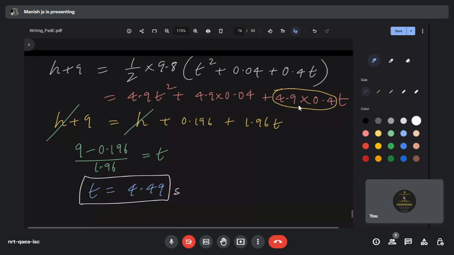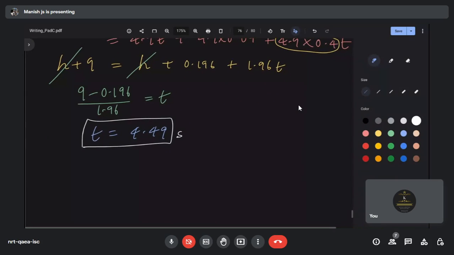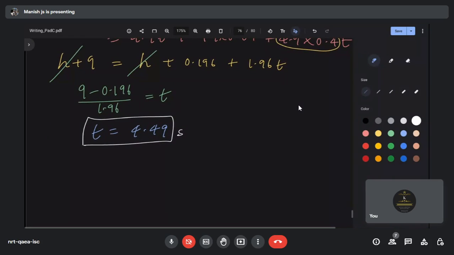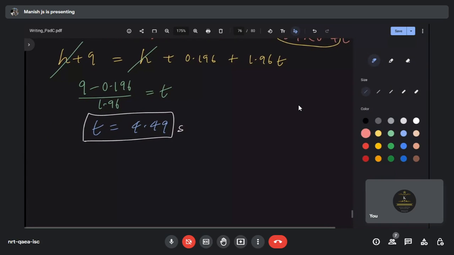Yes, sir. ஏன்னா 9 minus 0.196 வந்து எவ்வளவு வரும்? நீங்க அந்த decimal subtraction பண்ணுங்க கரெக்ட்டா. You should get 8.8 something வரும். So அதுக்கப்புறம் you have to divide by 1.96. So you will get 4.49 seconds. சரிங்களா? So இப்போ இத கொண்டு போய் you substitute in one of the equations, you are going to get the height. So you substitute in h.